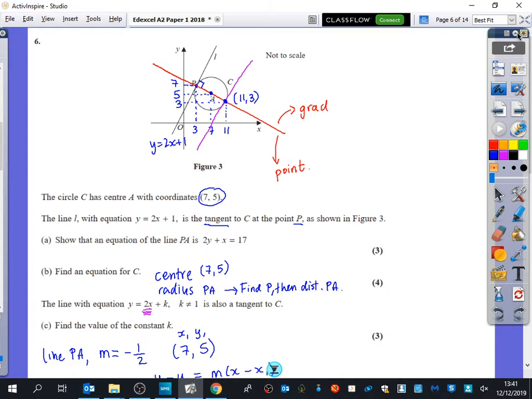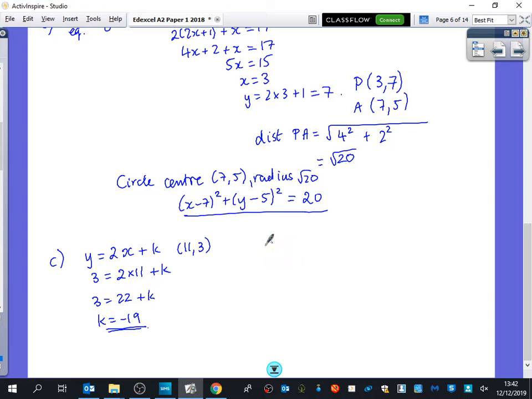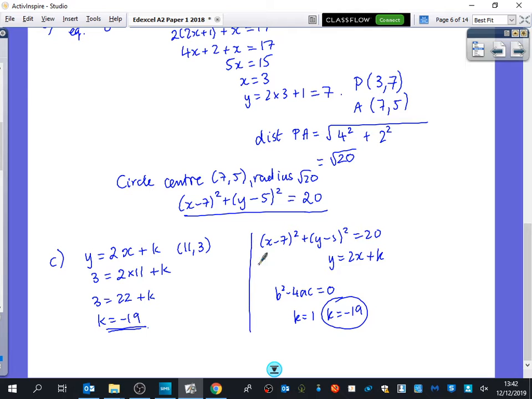So this is definitely the better way of doing this question, but as I've just said, if you wanted to, you could do simultaneous equations with this and this. You could come up with a quadratic. You could do b squared minus 4ac equals 0. You could solve that equation. You'll find out that k is equal to 1 or k is equal to minus 19, and we pick this one. But it's a lot longer. Okay, this is a lot longer method.